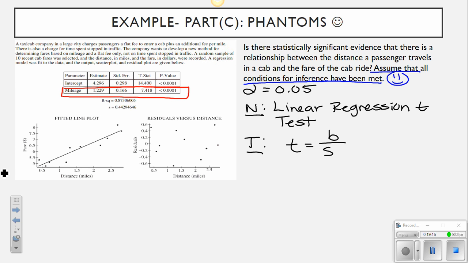So I want you to watch. Do you guys know where b is? What's that value? 1.229 over, what's SE sub b? 0.166.